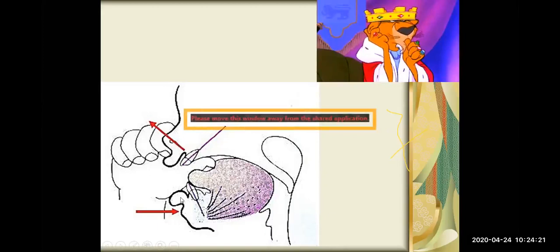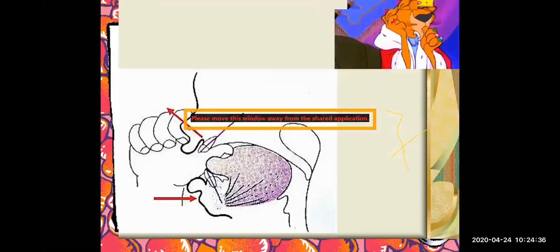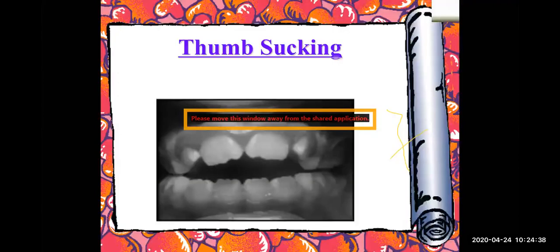Come to the mandible, you see here. The mandible is pushed in, the maxilla is pushed out, affecting all the three tissue systems: skeletal, dental, and soft tissue. So that is why you should record the etiology properly. Thumb sucking, you can see there, and how it is treated.